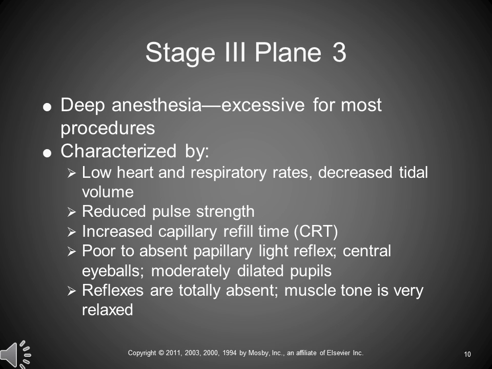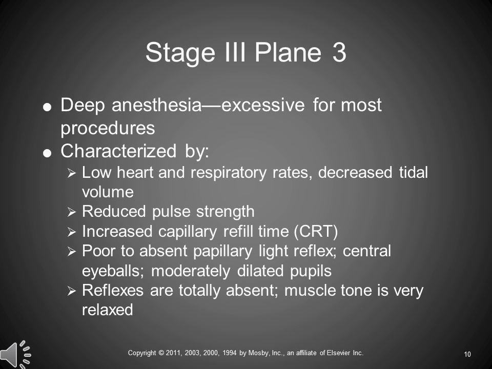Stage 3, plane 3 really is, in most books and in my book, pretty deep. And for most things that we do, it is going to be too deep. Okay, if you get to 3-3 for spays and neuters, you've probably gone too far. You're going to find a pretty low heart rate. Respiration, you're going to have a low tidal volume. They're barely moving that bag. Your respiratory rate's going to be way down.